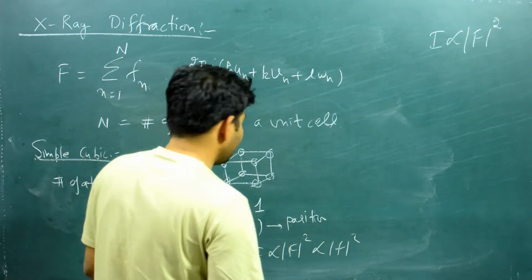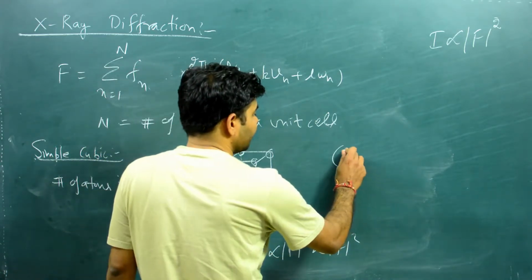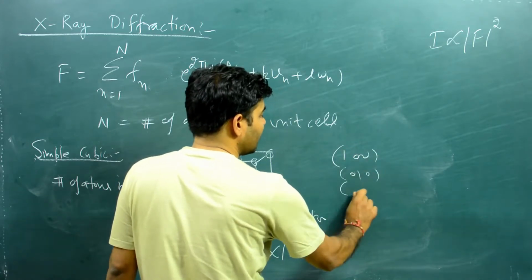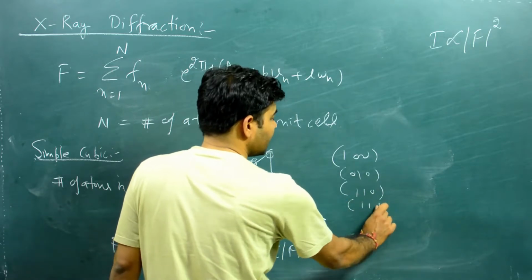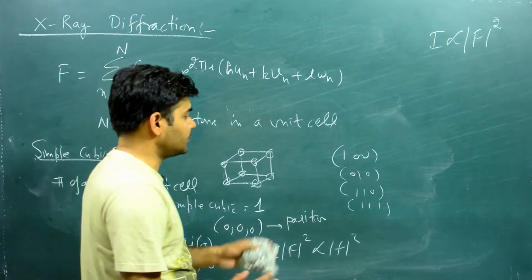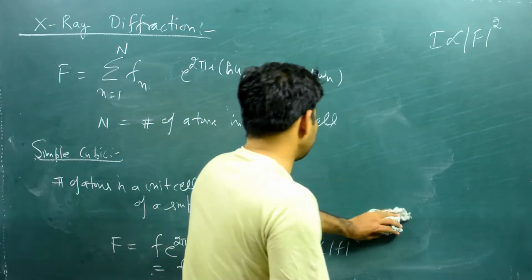For example, HKL could be 1, 0, 0, or 0, 1, 0, or 1, 1, 0, or 1, 1, 1, or 2, 2, 2, etc. Any kind of reflection is allowed, because there is no condition on HKL.